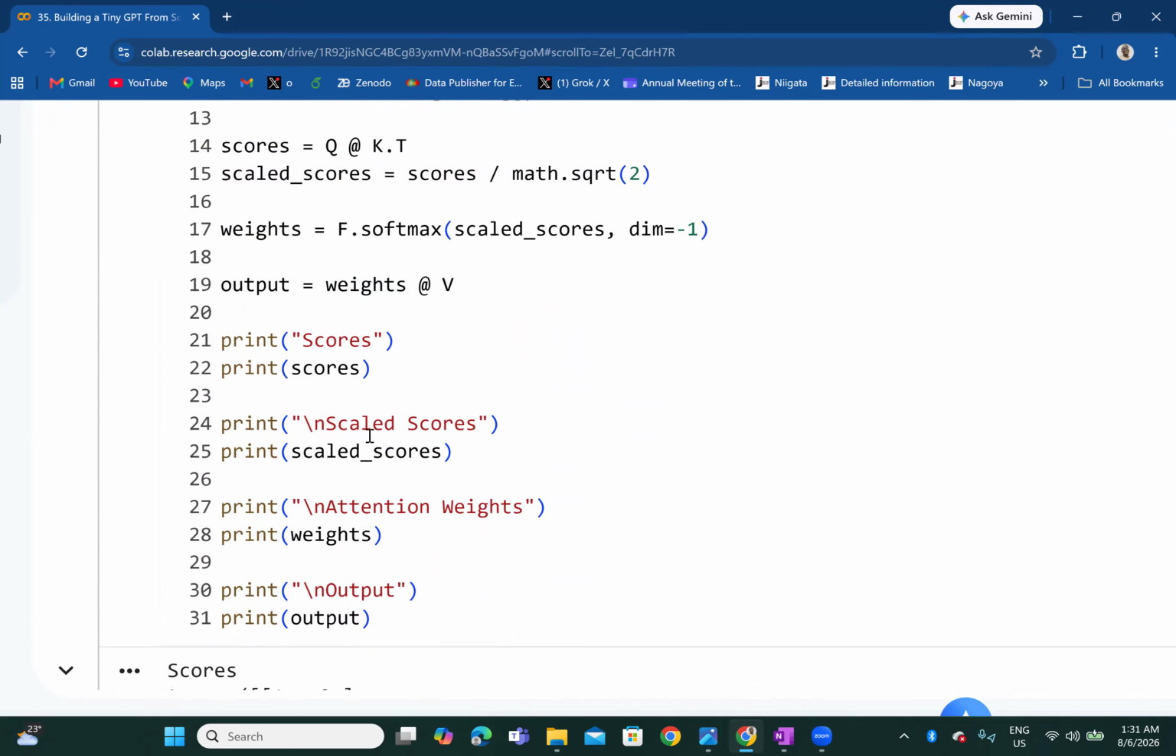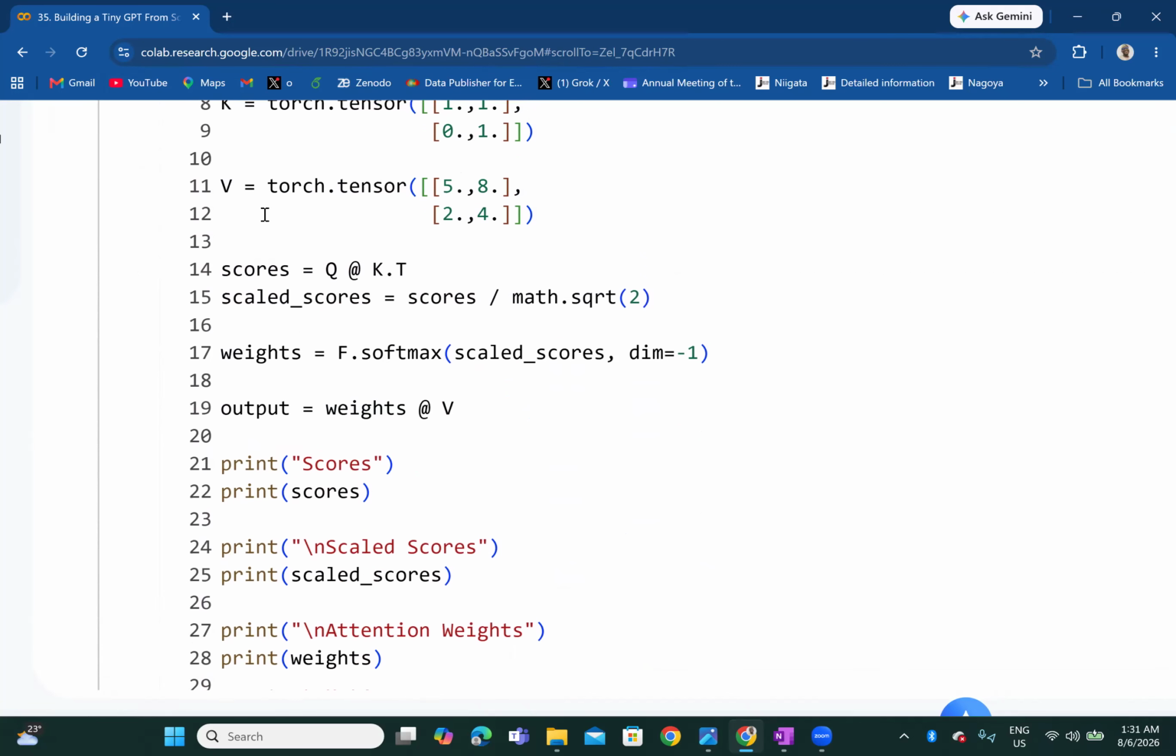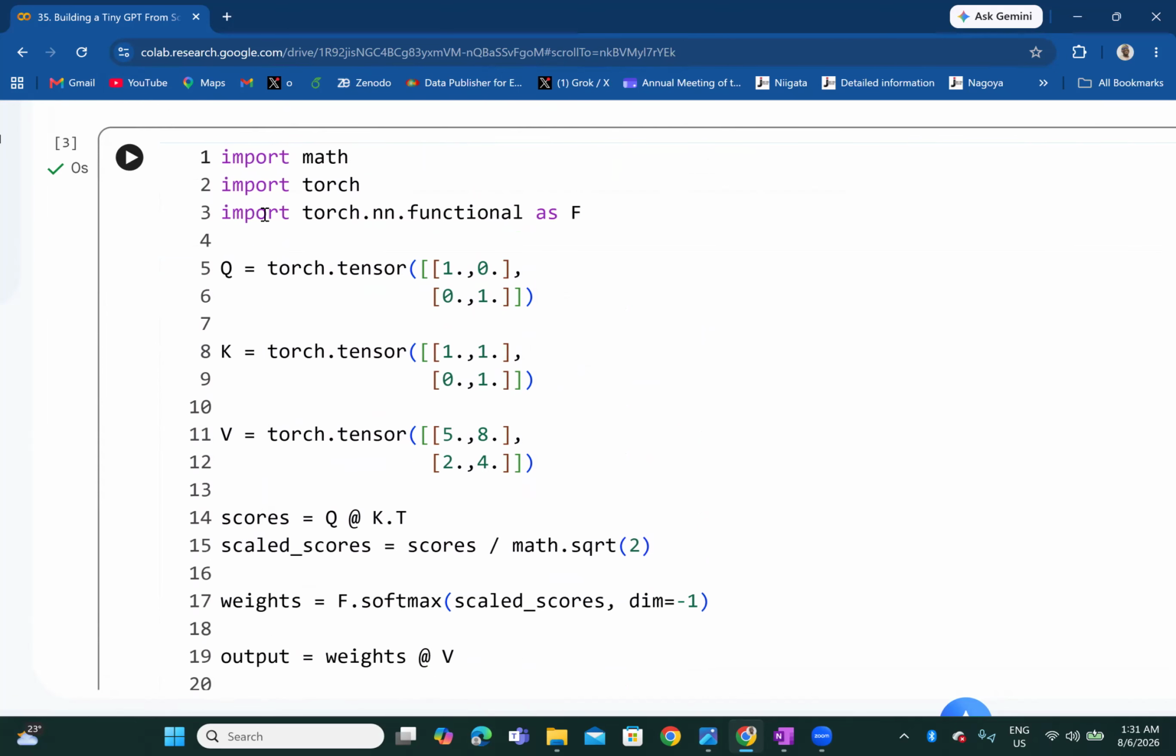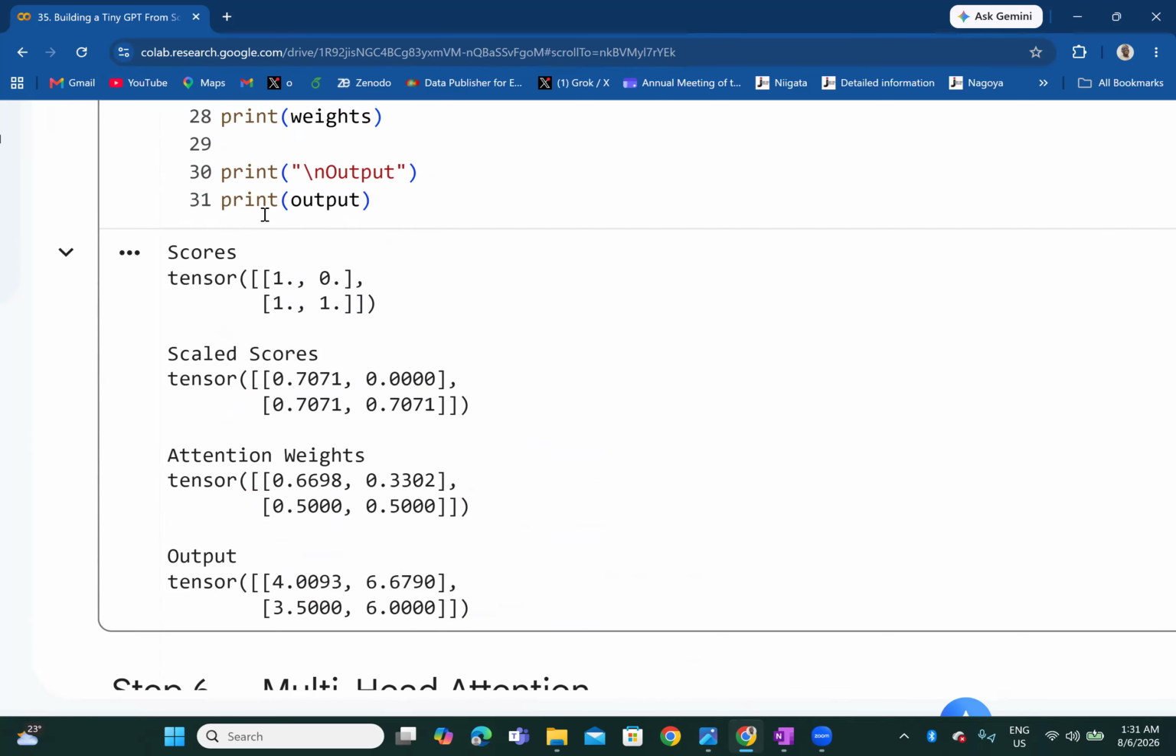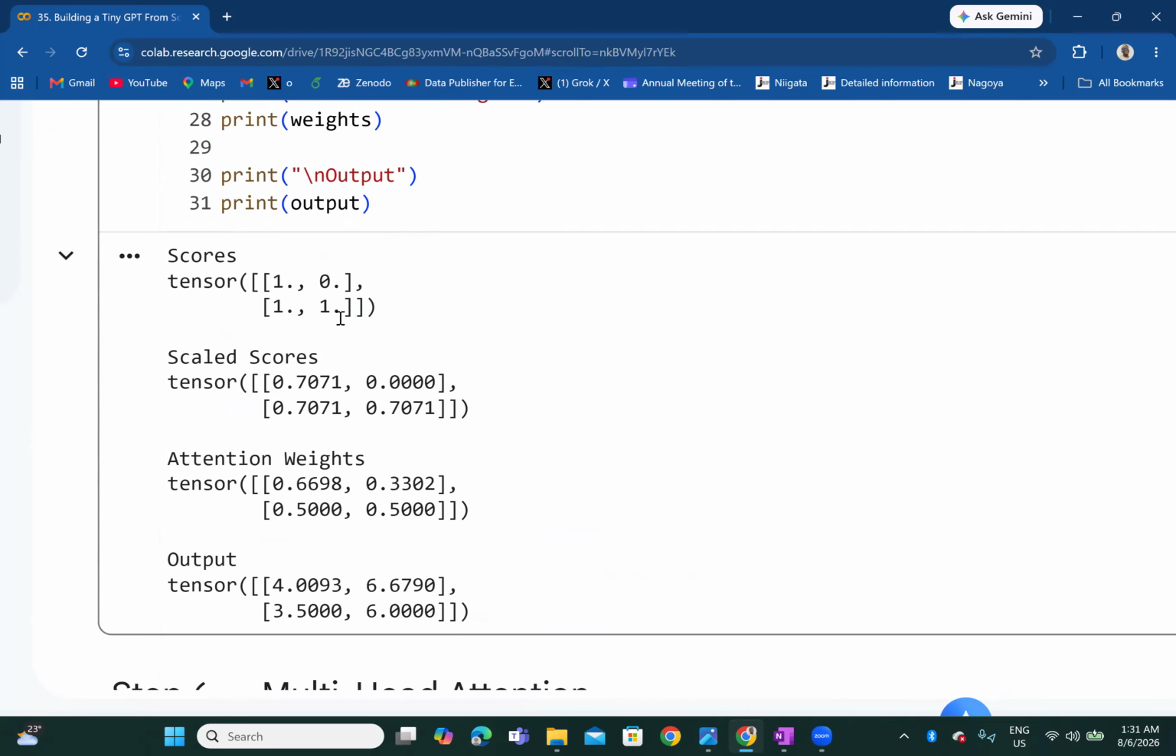So you can print the scores, the scaled scores, the attention weights, and all of that. When you do all that, you have the scores 1011, which remain the same. That's QK transpose. And then the scaled scores, when you divide through by square root of 2, which is 1.414, you get 0.701, 0, 0.701, and 0.701 also. Then for the attention weights, you do the whole softmax thing, so that'll be e raised to the power of each of them, and then you divide each of them by the total of everything.